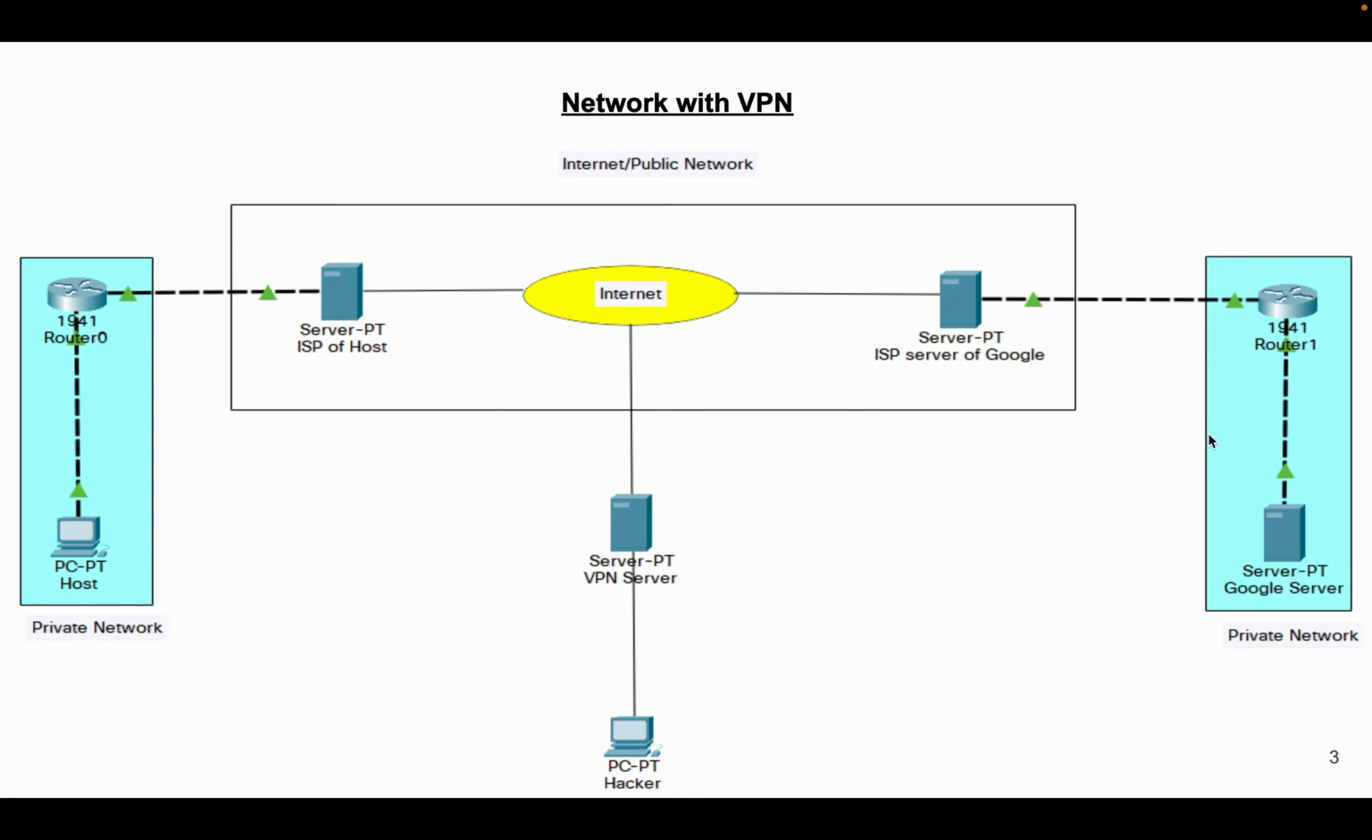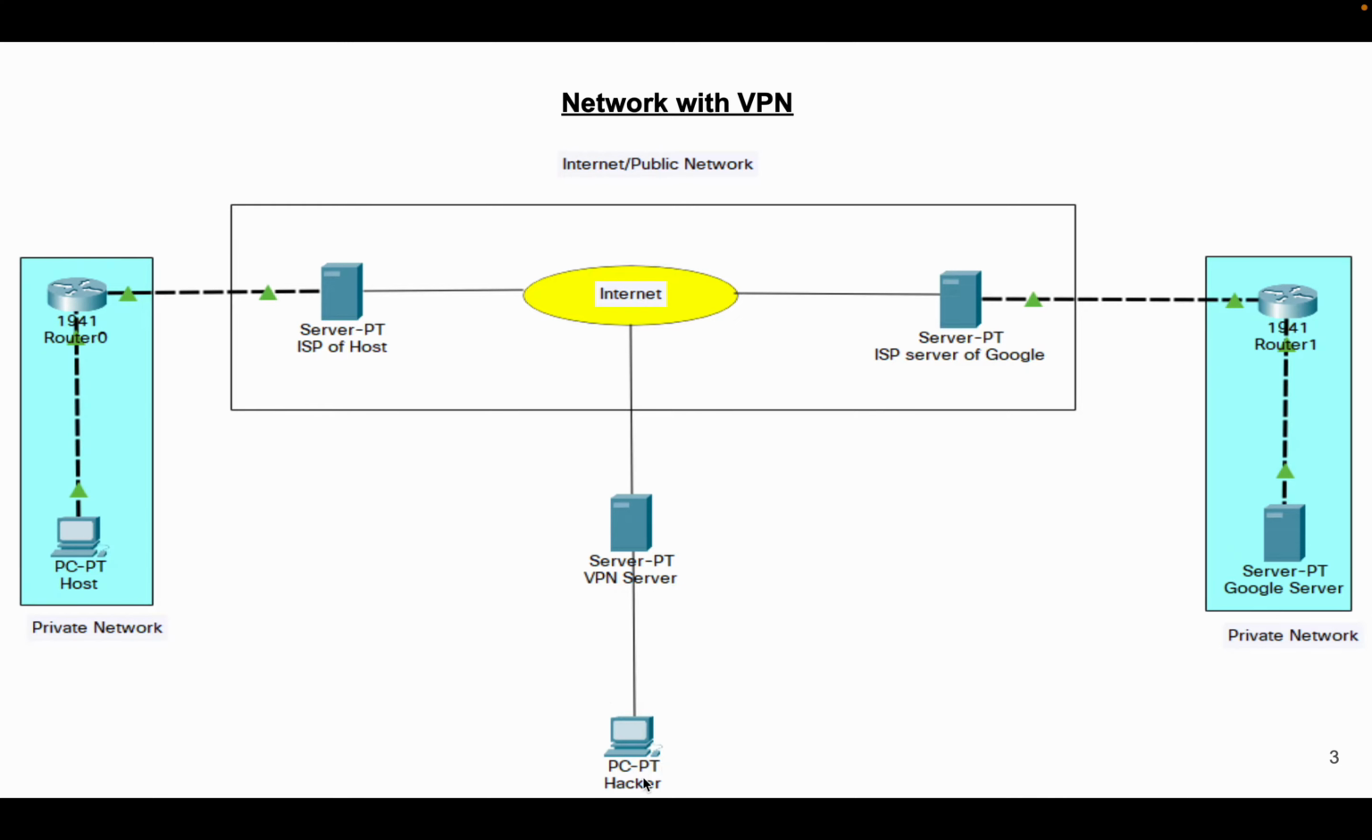So when the hacker wants to access this data, he can't directly attack my private network or Google's private network, because it is very difficult to fetch or access any data from the private server. So what will the hacker do? The hacker will attack the public network. It is easy to attack the public network and access the data from it.